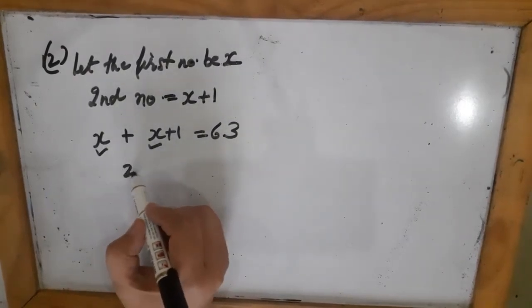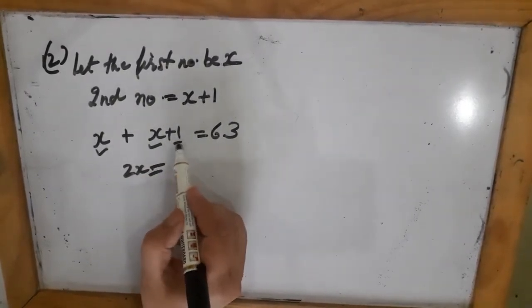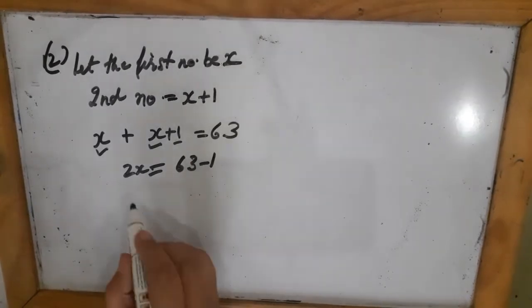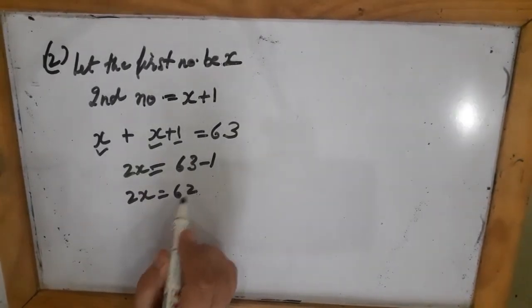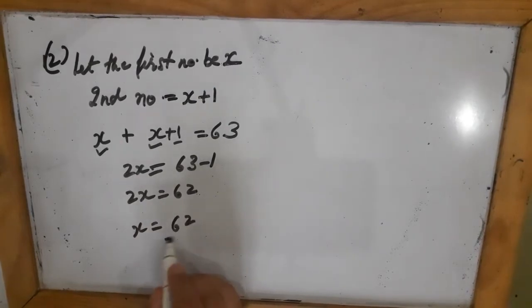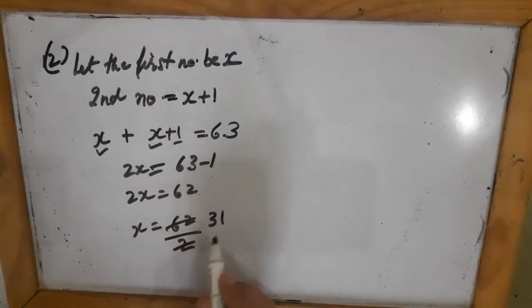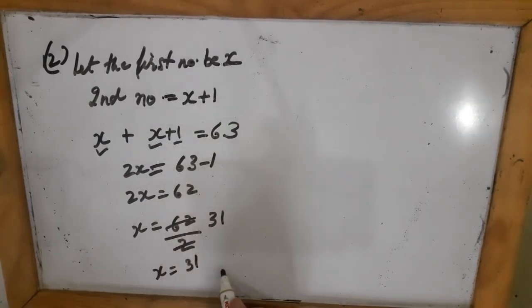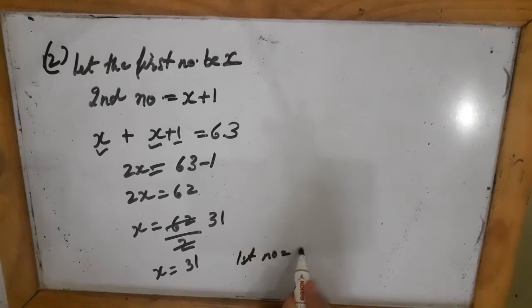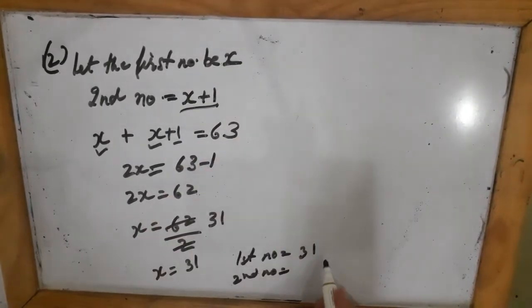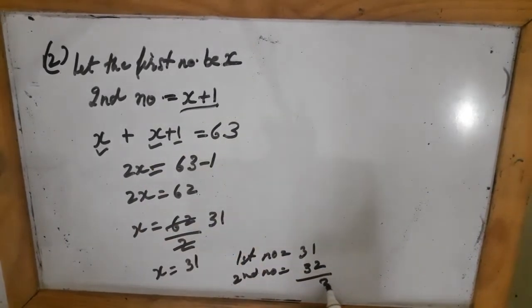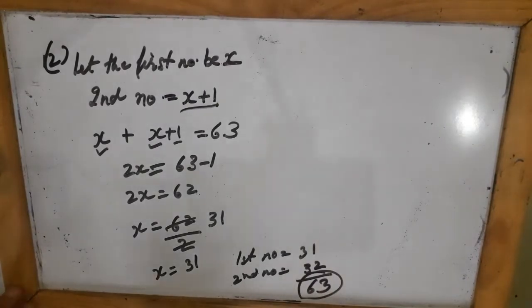X and x becomes 2x, and this 61 I will shift to the other side. So this will become 62 and x will be 62 divided by 3, it's 31. So my first number is 31, and what will be my second number? It will be x plus 1, means 31 plus 1 will be 32, and their sum, if you add, you will get 63. So this is how we solve it. Now we will start with the 13th question.